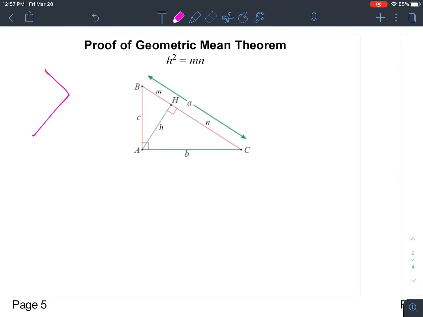So I'm going to take one of them, draw it right there. And that is triangle ABH. And the lengths that we have are h, little h I should say, c and m. And then we're going to have our bigger triangle here, and there's our right angle. That is AHC.